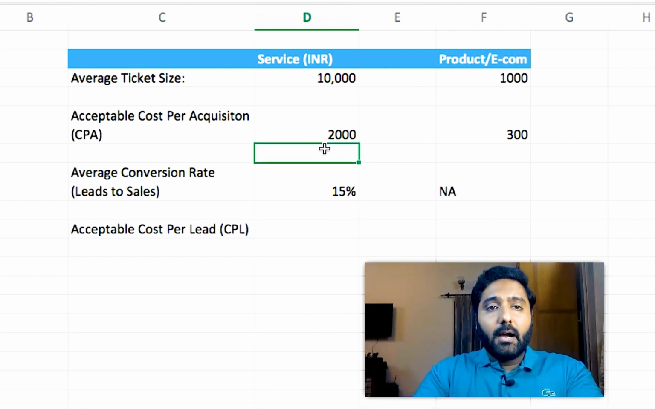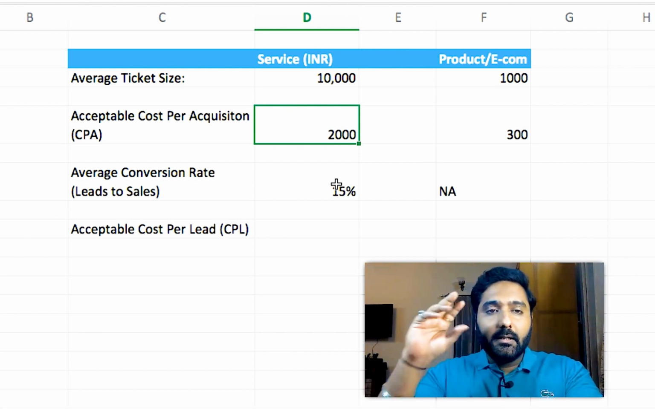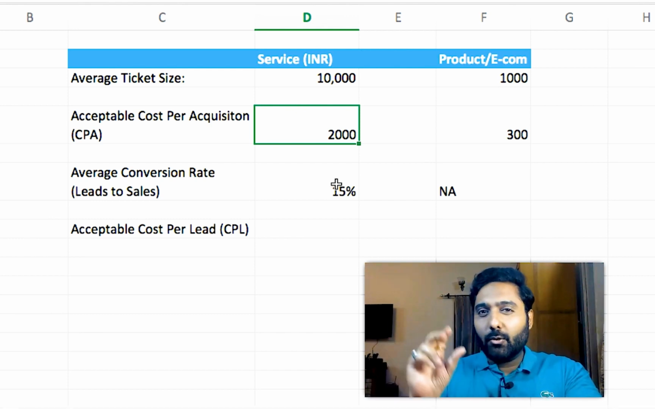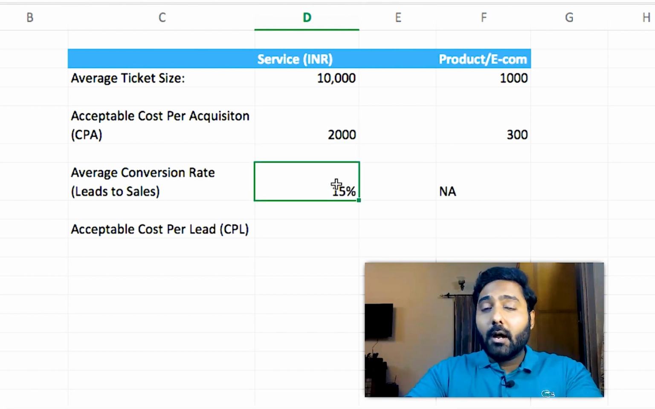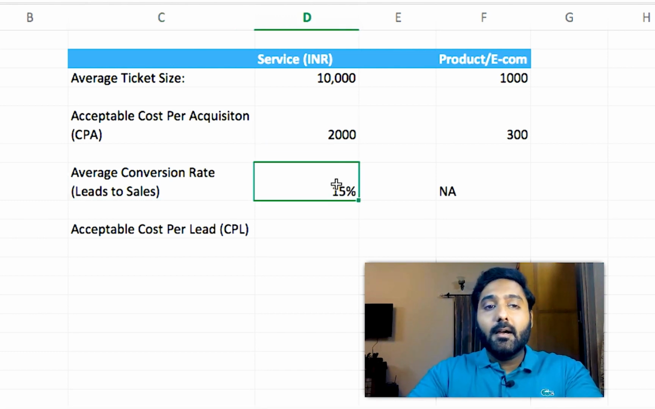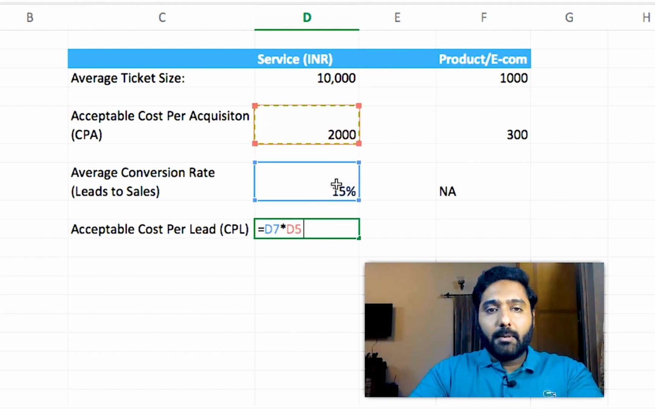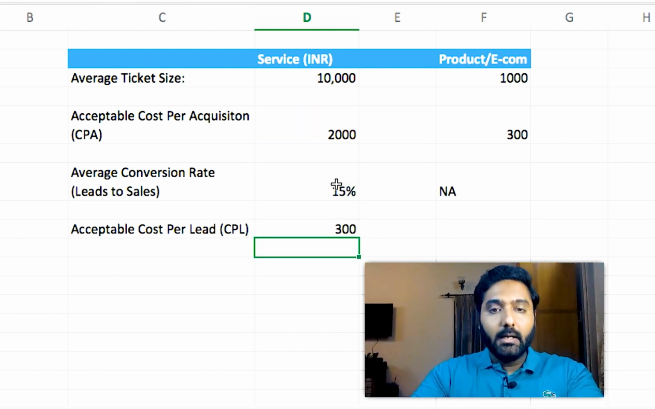Now, if our acceptable cost per acquisition is 2,000 rupees, obviously the leads that we are generating are at a lower cost. And how much lower? That's 15% of the cost, because we know that our leads to sales conversion rate is 15%. So what we'll do here is we'll take 15% and multiply this with 2,000.